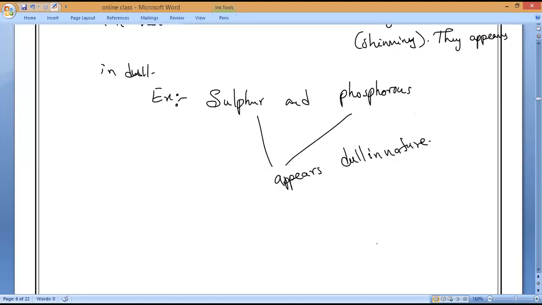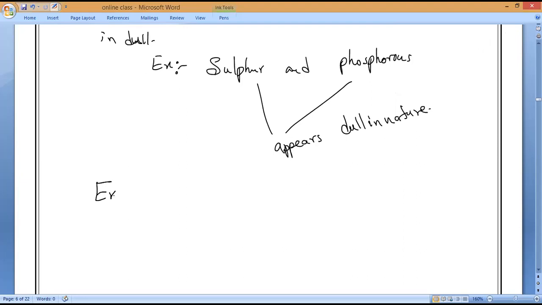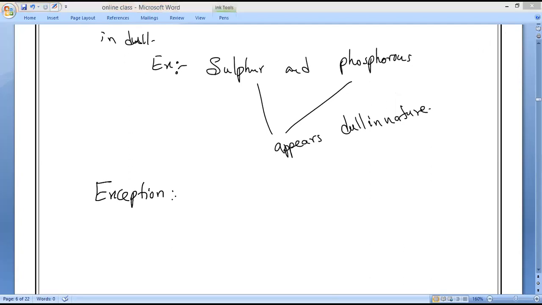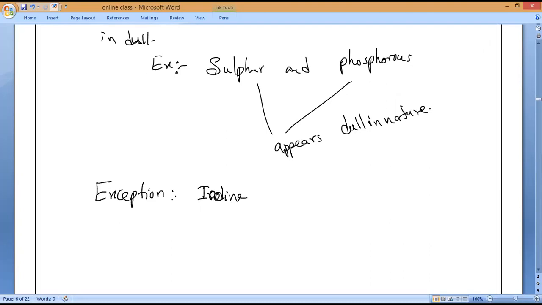Now, again here also there is some exception. Anybody can guess what the exception is? You cannot guess it, I will say. The one and only non-metal which is shining in nature, that is lustrous, is iodine. So iodine is a non-metal having a lustrous appearance. Iodine, symbol I, I-O-D-I-N-E. Please remember.